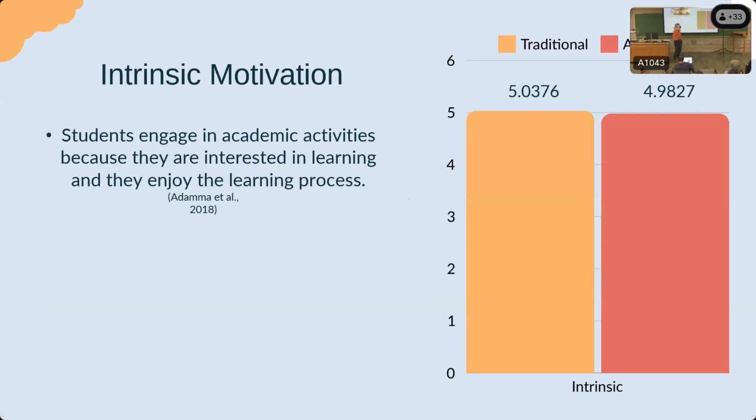So these are the intrinsic motivation scores. So intrinsic motivation, students engage in academic activities because they're interested in learning, right? That's what's driving their push to succeed, is they just really love learning. So these scores show traditional versus alternately graded. We collapse them. So this is just pre versus post. There was no difference.